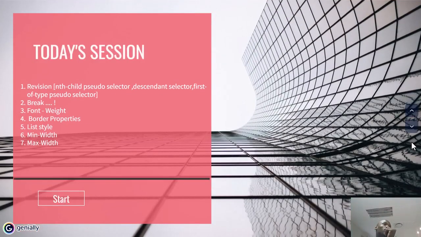So, we'll start with the revision. I hope you still remember yesterday we covered the nth child pseudo-selector, a descendant selector, and a first of type pseudo-selector. Who still remembers the pseudo-selectors? What do you remember with them? Was there anything that was said yesterday still on your mind about pseudo-selectors? Any of you guys, just pick yourself. Just tell me what you understand.